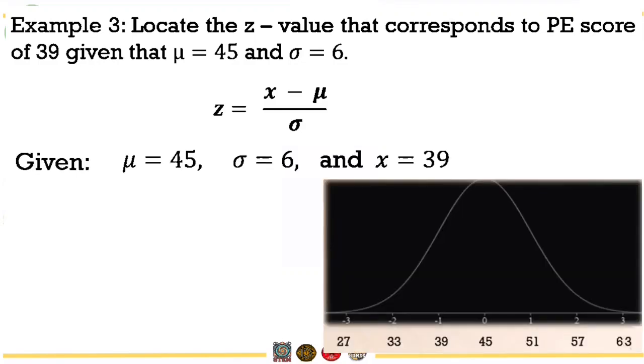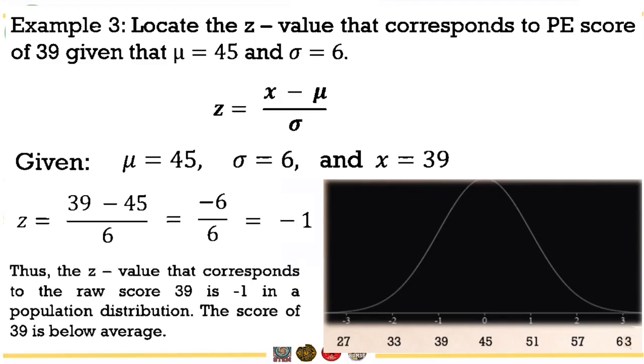So if you're going to illustrate again, the mean is 45 and the standard deviation is 6, so minus 6 on the left side and plus 6 on the right side. Okay, so when you say z value is negative 1, it is below the mean. So 39 is exactly 1 standard deviation below the mean. Thus, the z value that corresponds to the raw score 39 is negative 1 in a population distribution. The score of 39 is below average, exactly 1 standard deviation below the mean.